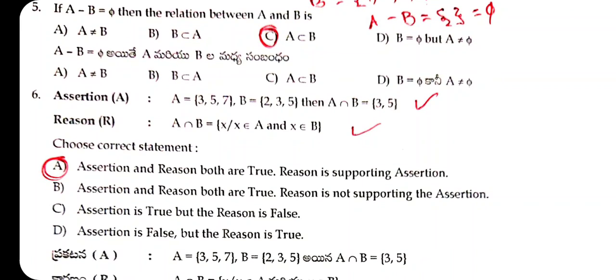Next, A is equal to 3 5 7, B is equal to 2 3 5, then A intersection B is equal to 3 5. Yes, both have 3 and 5 as the common elements. A intersection B is equal to x such that x belongs to A and x belongs to B. Here 'and' must be there. So it's also a correct answer. So assertion and reason both are correct, and the reason is supporting the assertion.